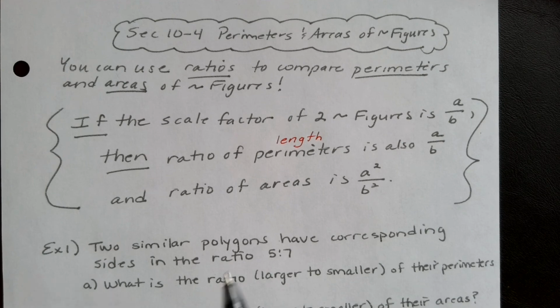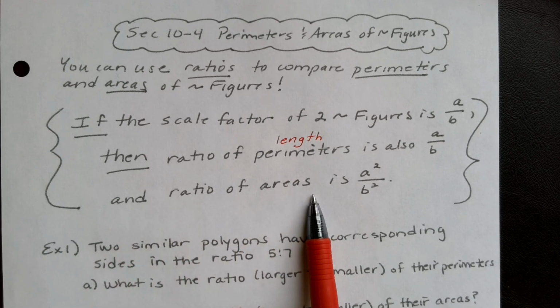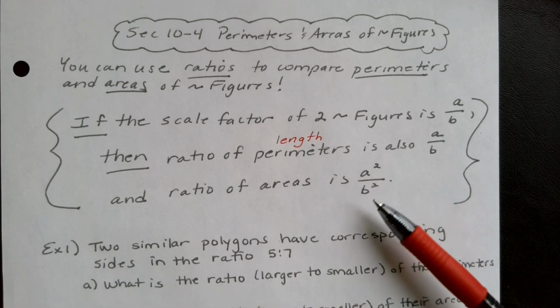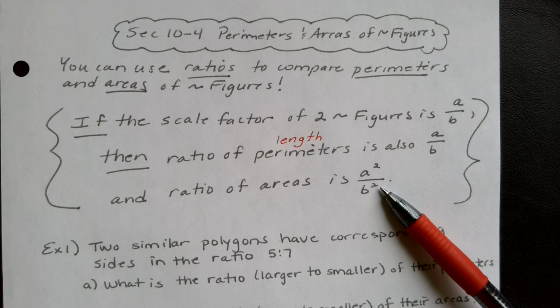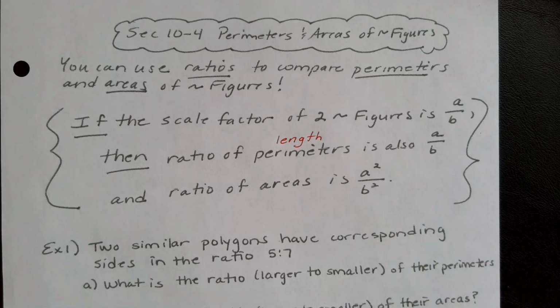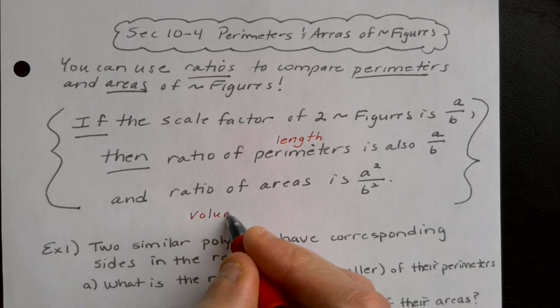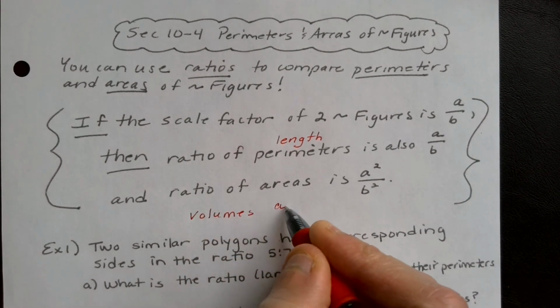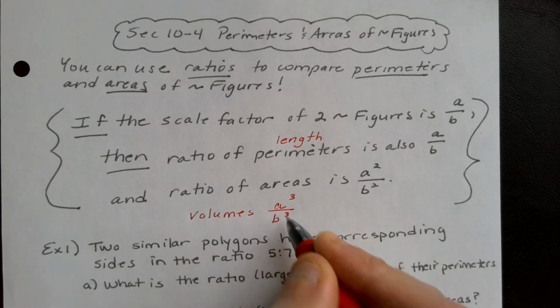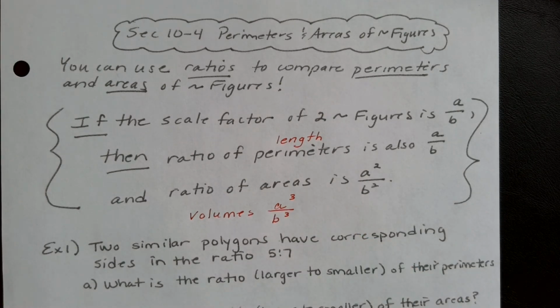And the reasoning there is that this is a length, just like the scale factor is a length. But now here's the really cool part. Then the ratio of the areas, and you know area is always squared, is A squared over B squared. And I'm sure you can guess what the ratio of volumes would be: A to the third over B to the third. So it's kind of neat because you can figure out how volumes, areas, or perimeters compare. Having only one ratio, you can go backwards and forwards to figure out the others.